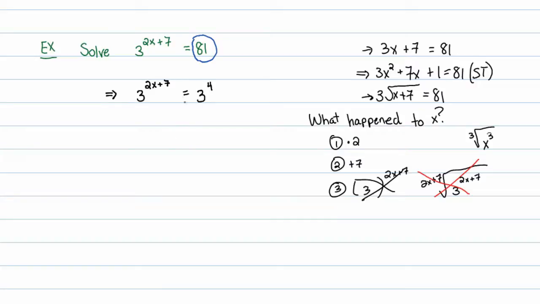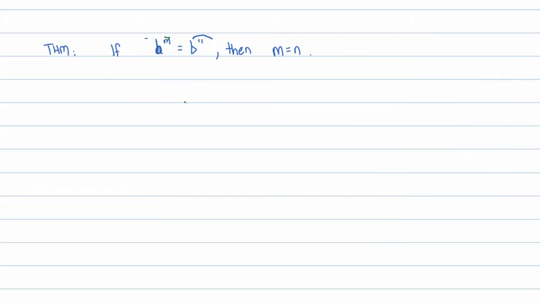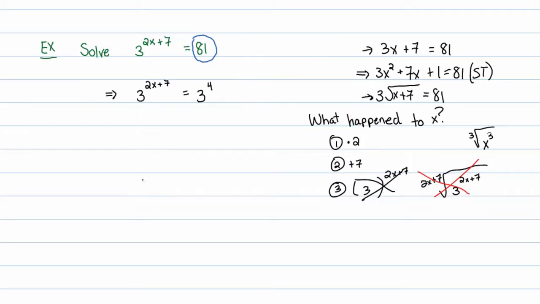And now since they have the same base, using this theorem where the bases are the same, then their exponents must be equal. So I'll go ahead and set the exponents equal here. Let's see, 2x plus 7 must therefore equal 4. And now this I can easily solve, right? Subtract 7, divide by 2, and we get this. x is negative 3/2.